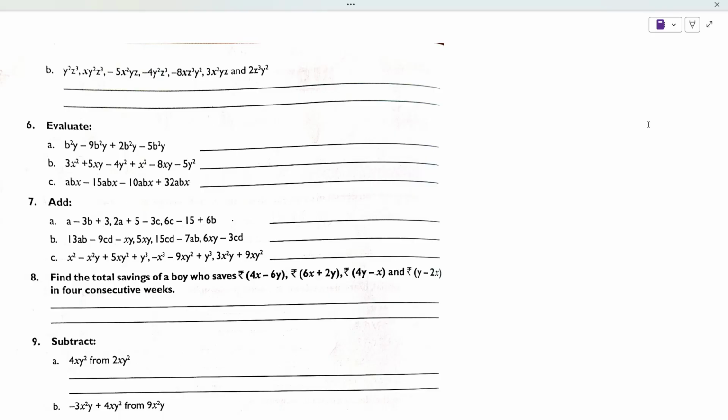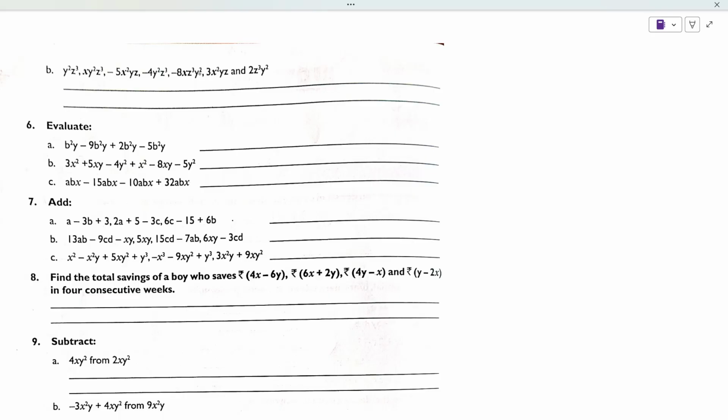So adding and subtracting them can create some complexities, but once we are trained enough and practice enough questions, we get skilled to manage them as well. If we see question number 6 part A, the question goes: b square y minus 9b square y plus 2b square y minus 5b square y.